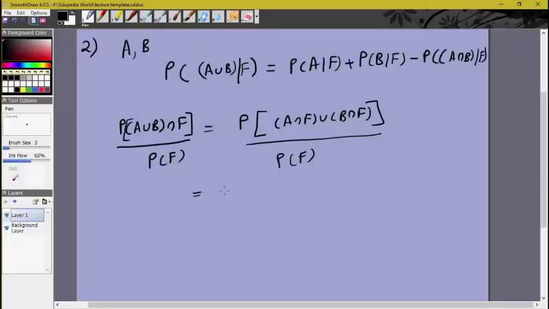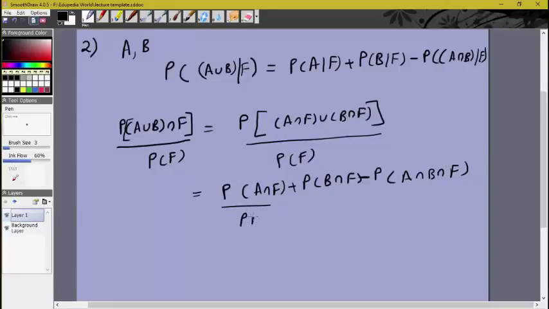And that can be written as, once again we'll use the distributive property, P of A intersection F plus P of B intersection F minus P of A intersection B intersection F. Right, this is a general property we know for union: A union B is equal to A plus B minus A intersection B. And obviously you have divided by P of F everywhere.